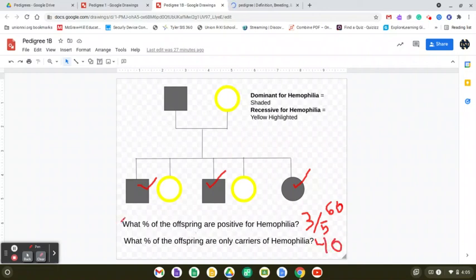Hopefully that helps you a little bit to understand the difference between a pedigree and a Punnett square, and what a pedigree is used for.